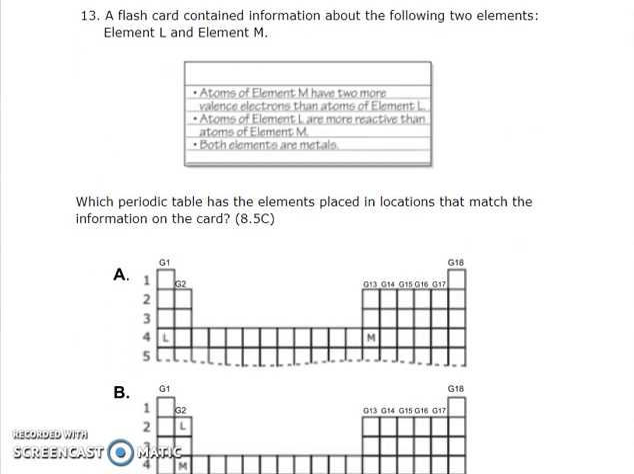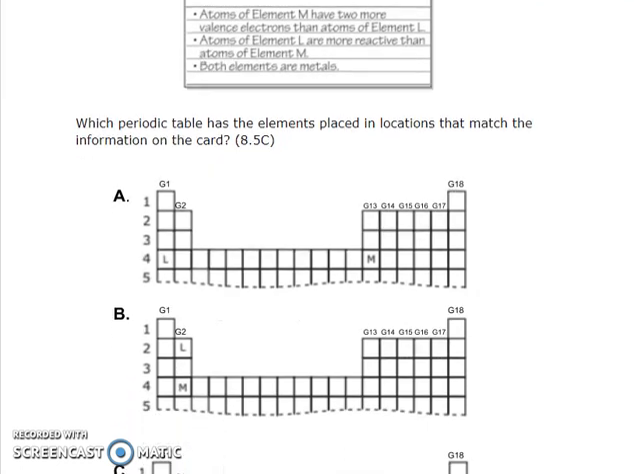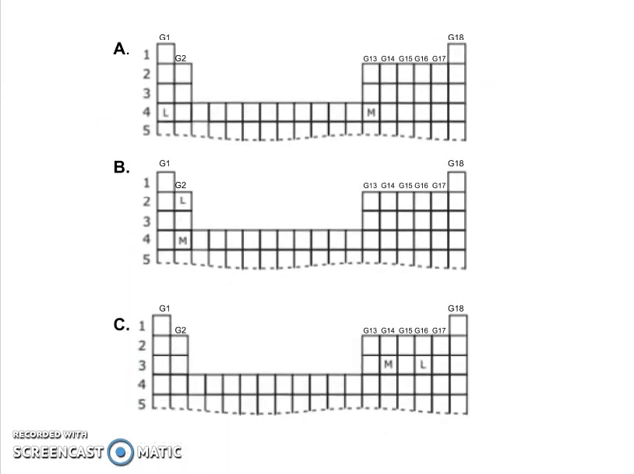Number 13. A flashcard contained information about the following two elements, element L and element M. Atoms of element M have 2 more valence electrons than atoms of element L. Atoms of element L are more reactive than atoms of element M. Both elements are metals. Which periodic table has the elements placed in locations that match the information on the card? A, B, or C?